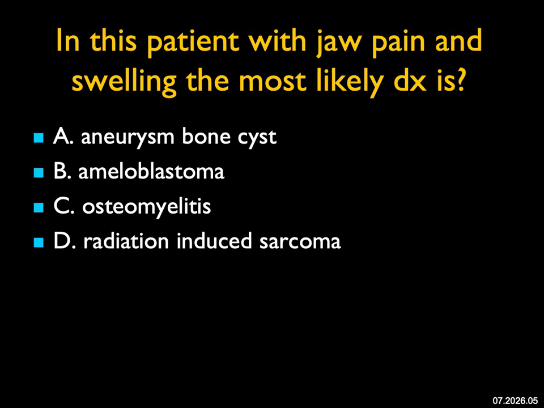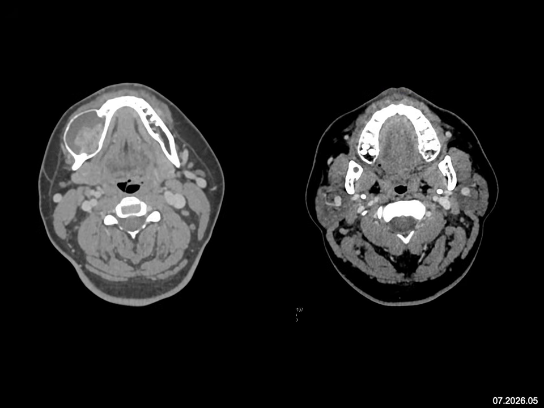In this patient with jaw pain and swelling, the most likely diagnosis, well, you see a large lesion expanding the mandible, its soft tissue density. I would love to see the 3D in this case. In fact, this was published in DII as one of their cases. It could be an aneurysmal bone cyst, but the soft tissue density inside makes it unlikely, and it's not a great location. You don't see periosteal reaction, so osteomyelitis or radiation-induced sarcoma is not going to be a possibility.